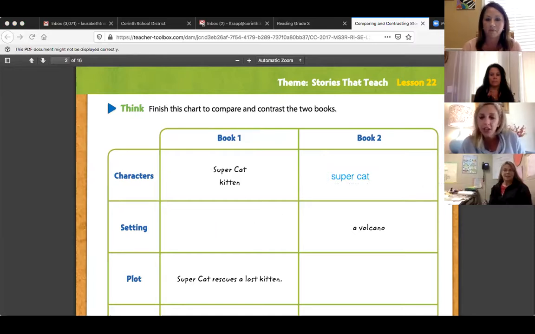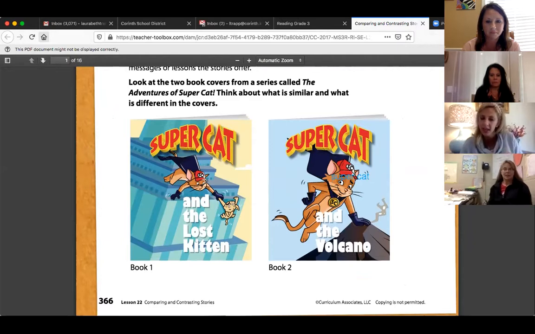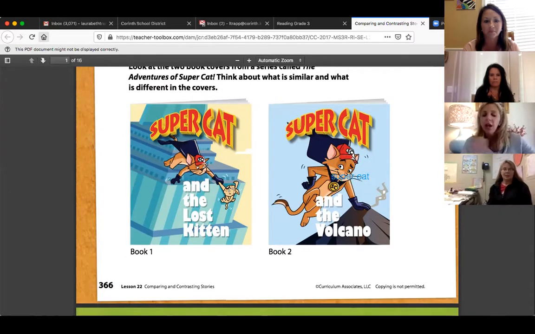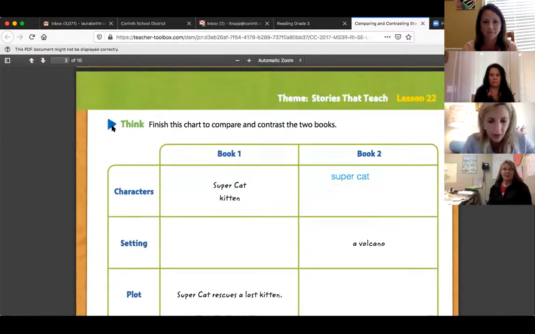Okay, now we're going to look at the setting. You know, that's where the story takes place. So I need to refer back to book 1. Let's see. I'm going to go back up to book 1. Okay. We know the setting is where the story takes place. Well, I can see a tall building in the background, so it looks to me that it probably takes place in the city. So look at book 2. You can tell in this one, the setting is going to be the volcano. So let's go to our chart and type in city, okay? All right, let me get this.